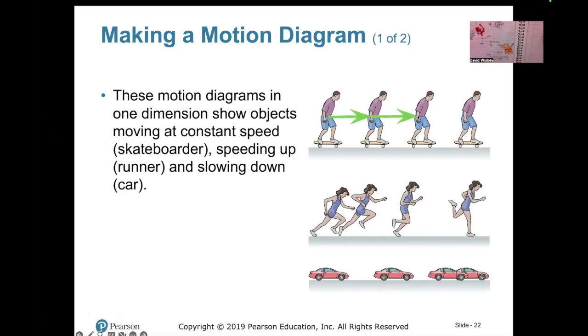Okay, so here's my displacement vector. Here's the change in position. This is the same every time. All these arrows are the same. So this is constant motion.